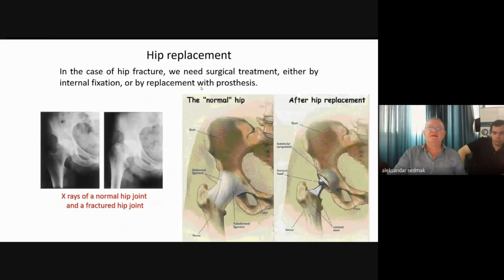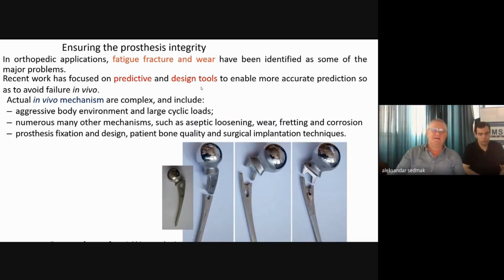So we are now back to this hip replacement issue. You can see the normal hip, and then you can see how it looks after replacement. It's a bit scary, but well, this is how it is. And our task from the point of view of engineers, people who are dealing with fracture mechanics, is to ensure prosthesis integrity and of course life later on when we deal with fatigue.